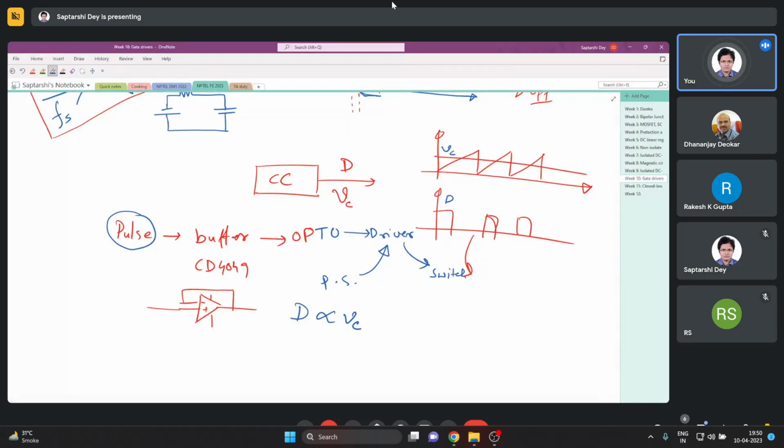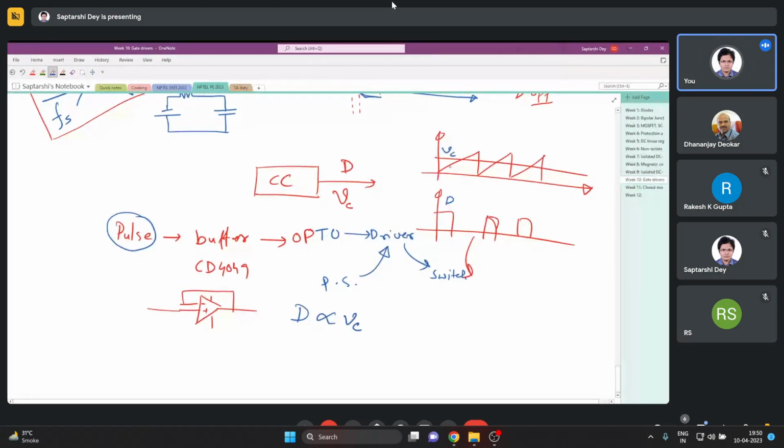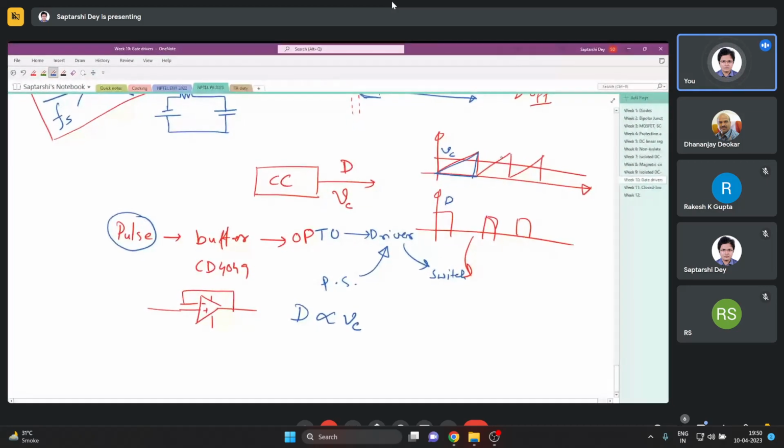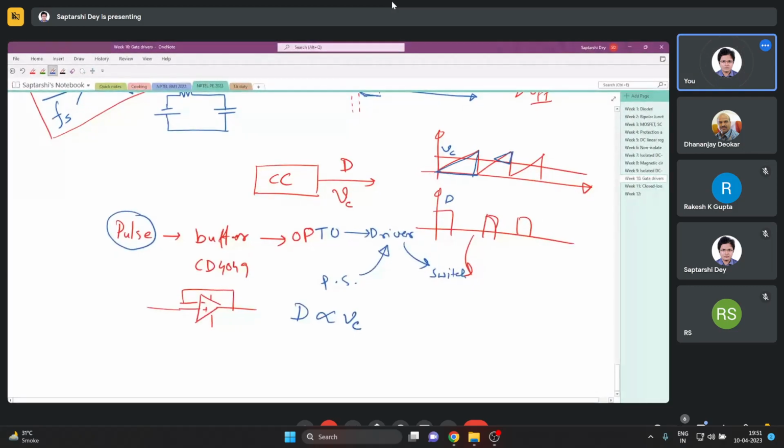You can prove it also by using simple similar triangle theorems. Just apply the similar triangle theorem in these two triangles, this large triangle and this small triangle I'm showing here.